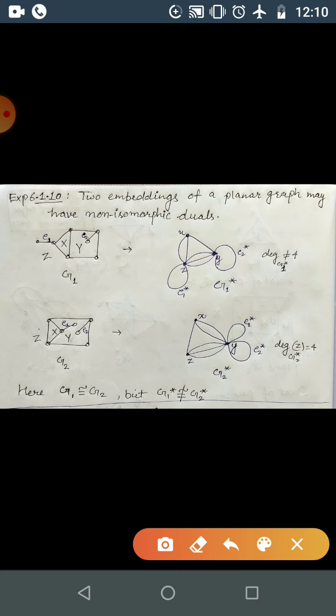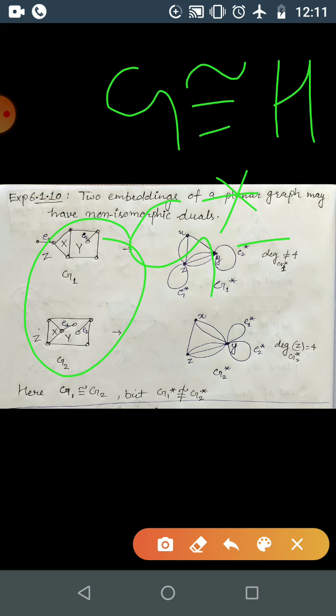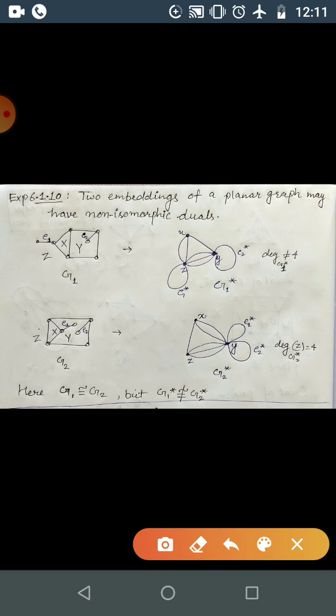For example, you can consider this graph. This graph is same as this graph. Here we have just put this one inside, correct? So here it is this one. So both graphs are isomorphic. That is, for two isomorphic graphs, the duals may not be isomorphic. Okay, the dual may not be isomorphic, and for one graph also the dual may not be isomorphic.